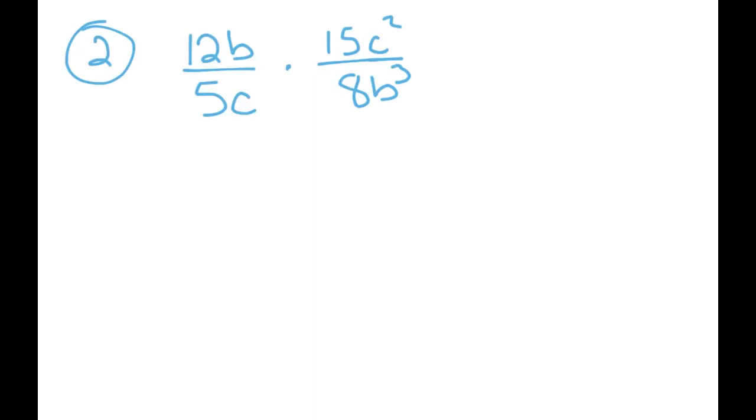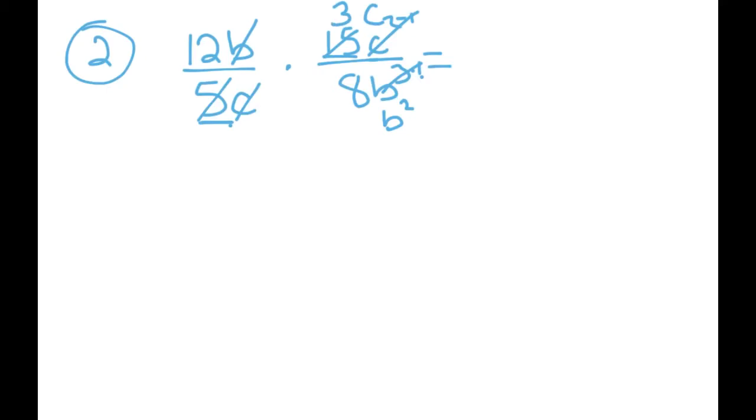Okay, here's our second example. Let's go ahead and try simplifying. So I've got a b on top and a b cubed on bottom. So I know that 3 minus 1 gives me b squared. I've got a c on bottom and a c squared on top. And I know that 2 minus 1 just gives me a c to the 1. Now I also see that I've got a 5 on bottom and a 15 on top. Well, I know 5 will go into 15 3 times.